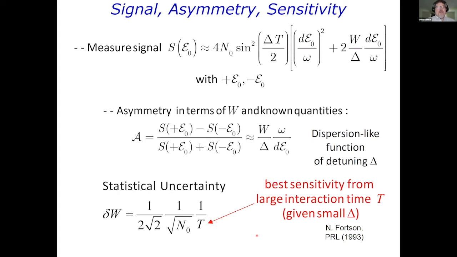So it turns out that you can recast this entire procedure as equivalent to measuring an AC Stark shift. And this was really pointed out back in the 90s by Norval Fortson, that these parity violation measurements are really indeed nothing other than measurements of an energy shift, which is equivalent to an AC Stark shift.